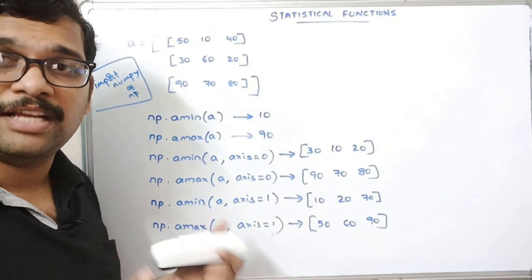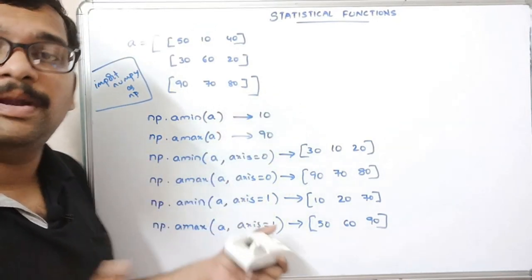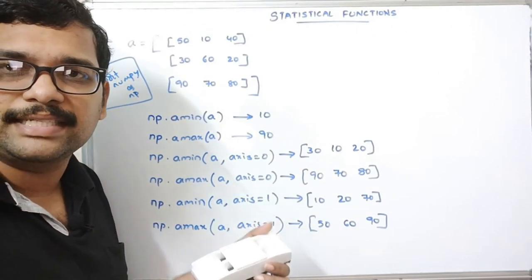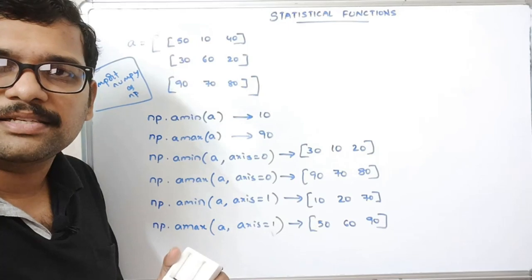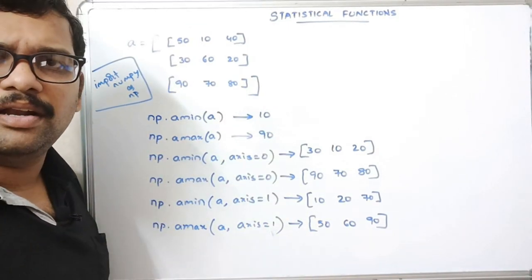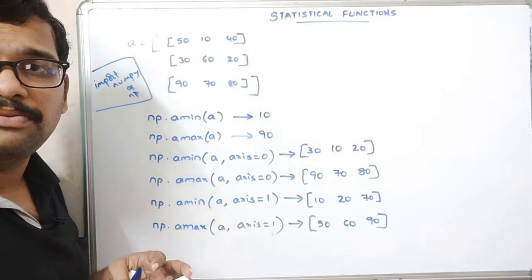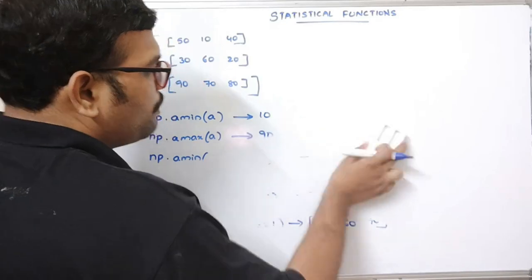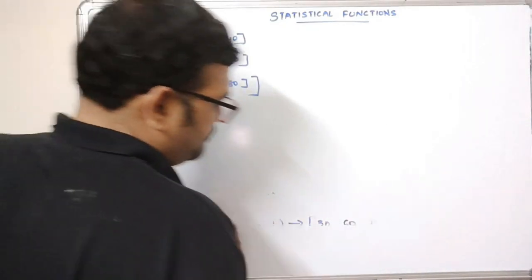By using the min and max functions we can find the minimum and maximum value throughout the array as well as along the different axes, that means axis 0 and axis 1, right? So don't worry, we'll execute this, so that if you are having any doubts, those doubts will be clarified, right? So this is all about these two functions. Now we'll go with one more function called average.